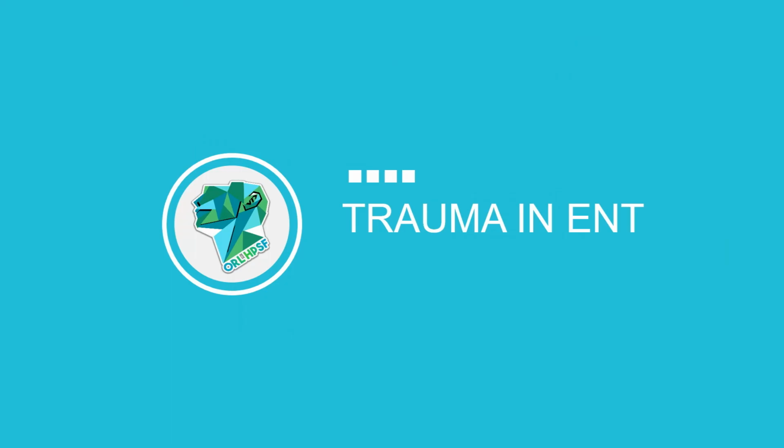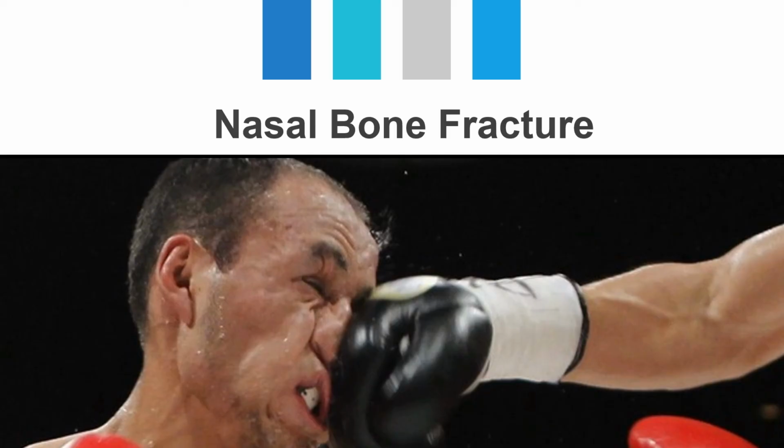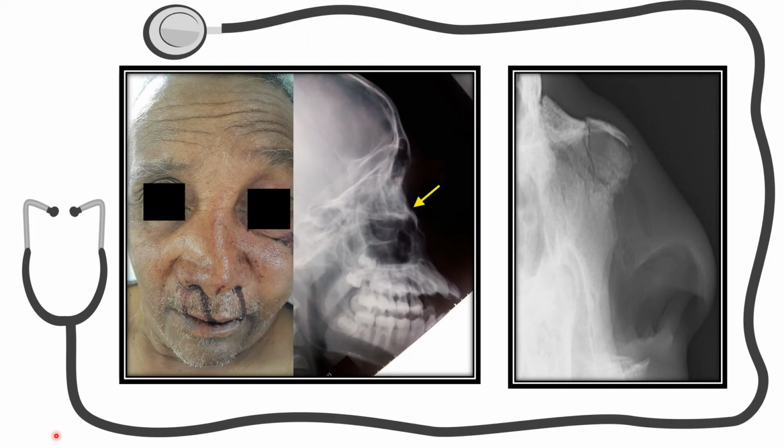Trauma is also a main bulk of ENT emergencies. The commonest is nasal bone fracture. From the picture, there's presence of a nasal bone fracture. Here it is very subtle, but here you can see there's an obvious nasal bone fracture with slight displacement. In this picture, you can see that the patient's nasal bridge is deviated, it's not straight.